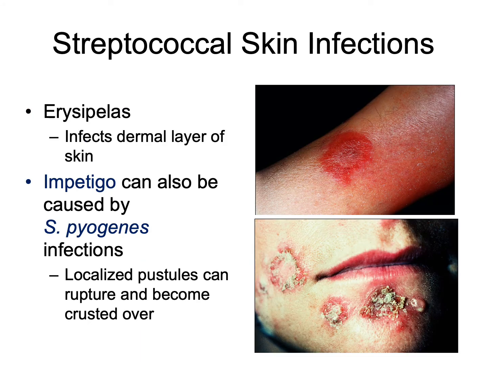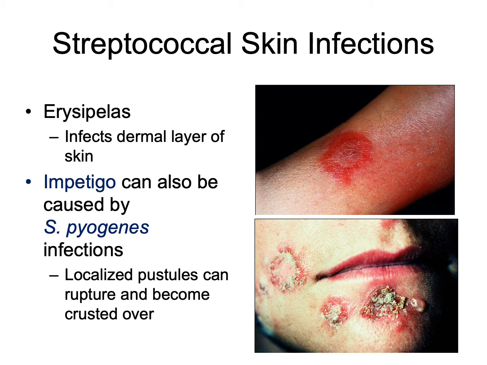Streptococcus pyogenes can cause infections that go deep into the dermis, and they cause a very red, really angry looking type of rash to occur and an inflammation that can spread. S. pyogenes is the other bacteria that can cause impetigo. We talked about Staph aureus, and also impetigo can be caused by streptococcal infections. So S. pyogenes can also cause impetigo.